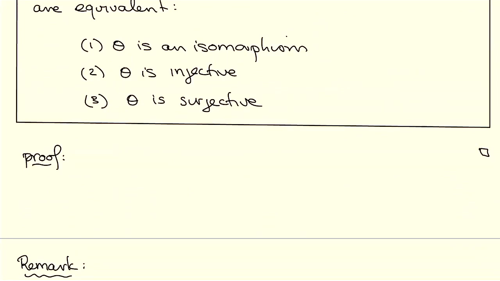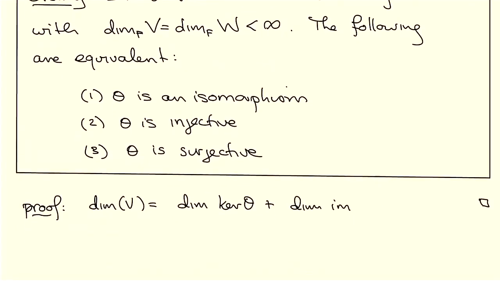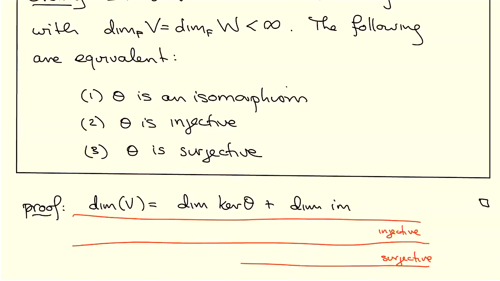Let's just write it out. We've got the dimension of V equals the dimension of the kernel, I normally write first, plus the dimension of the image. And what you have to think of, if you were injective and if you were surjective, I'm just going to draw a little picture to see what's going on here.